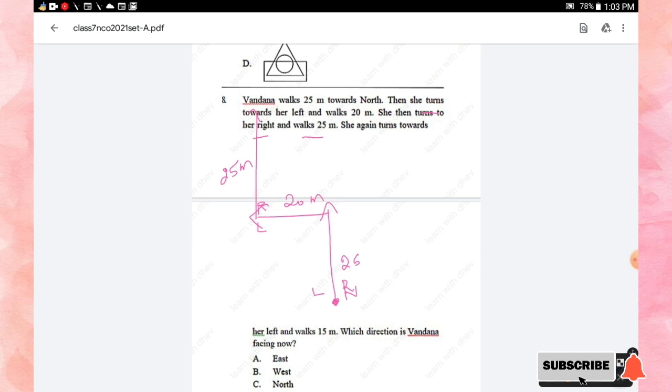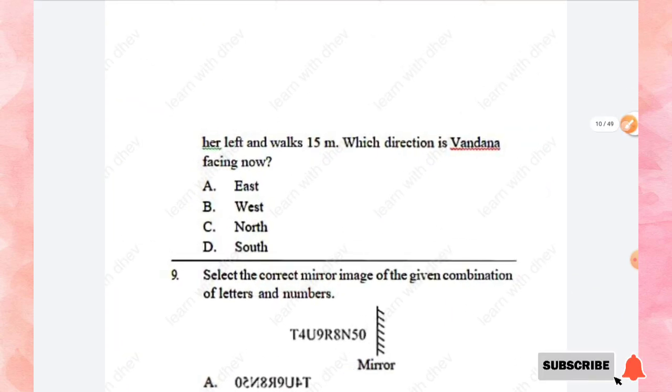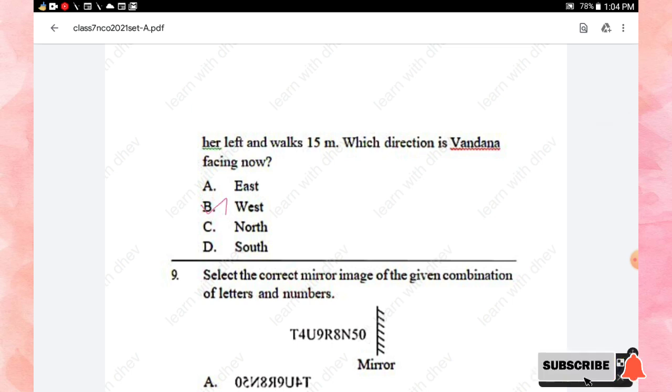Then she again turns towards her left. So this would be your left and this would be your right. And she walks about 15 meters. So which direction is Vandana facing now? Let's draw the remaining directions first. So this is east, south, west. So finally, she is facing the west direction, right? So hence, option B would be your right answer.